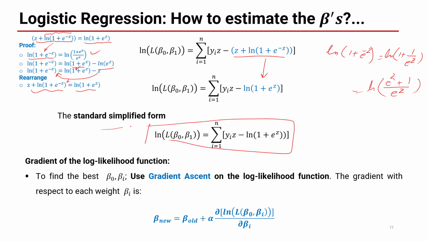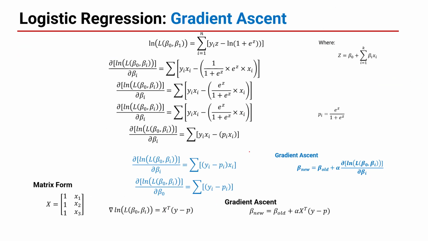Now, after this simplification, I have just written it down. So this is a standard simplified form, because our ultimate goal is to estimate the parameters. So over here, I can apply the gradient ascent algorithm in order to maximize this function to find the new parameters. So what is the idea of gradient ascent? In order to find the new beta, it should be equal to the old beta value plus the alpha value, which is a hyperparameter, and we differentiate this particular function with respect to the corresponding beta. So that means we need to take the derivative of this particular function.